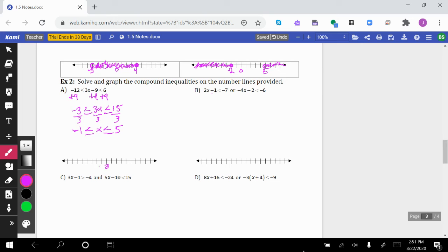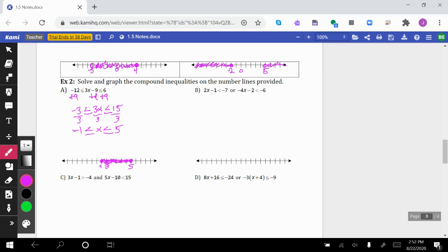Plot my 0, plot my negative 1, plot my 5. They both get shaded. And when we have an and, we're shading in between. Okay? So what that means is the numbers in between negative 1 and 5, along with the numbers negative 1 and 5, would work if you plug them into that equation. Okay? Go ahead and do example B.